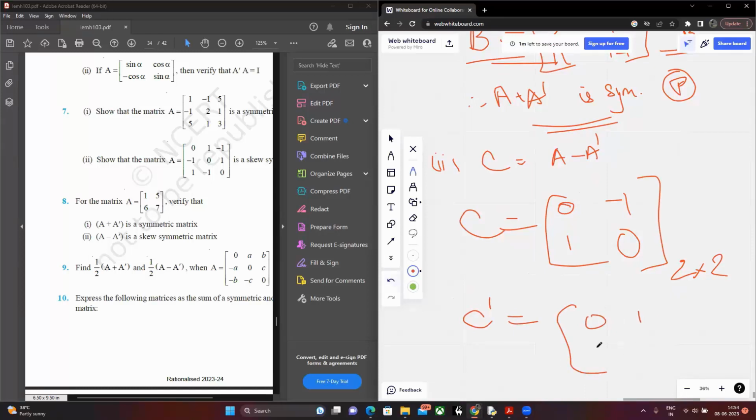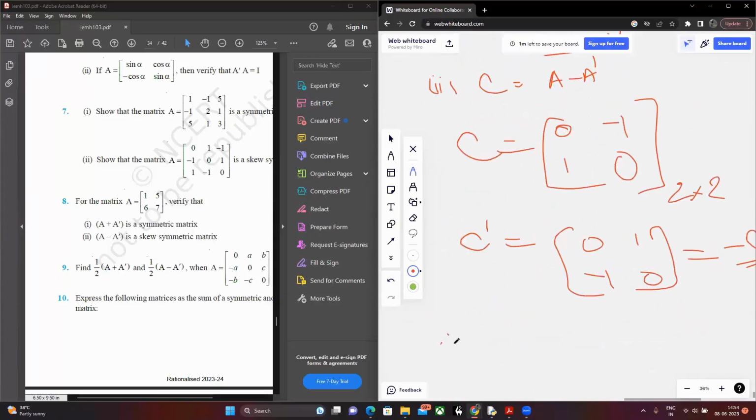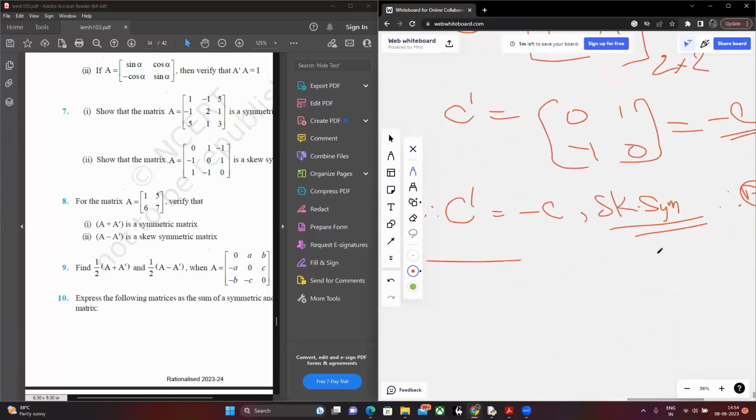This is going to be 0 plus 1 minus 1, 0. This is basically minus C. Therefore, C dash is equal to minus C, skew symmetric, right? Thus, it is true.